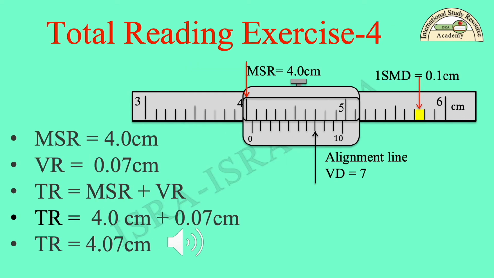Total reading exercise 4. MSR is equal to 4.0 cm. VR is equal to 0.07 cm. TR is equal to MSR plus VR. Therefore, TR is equal to 4.0 cm plus 0.07 cm. Final value of TR is equal to 4.07 cm.